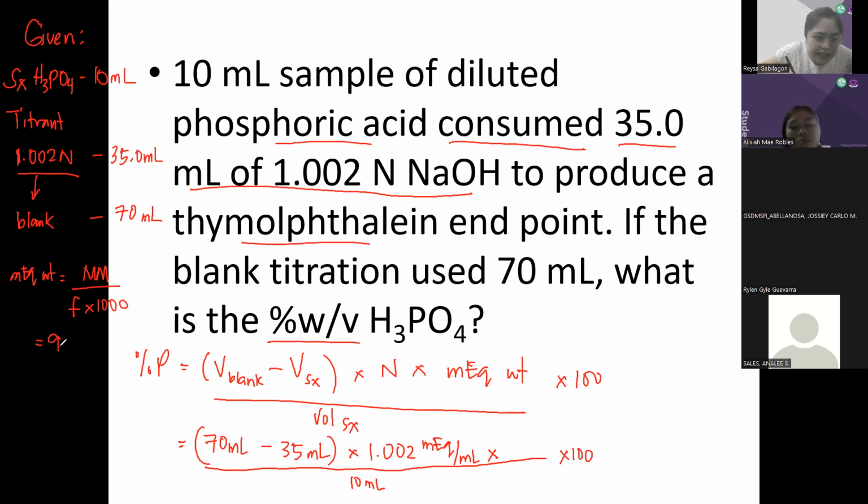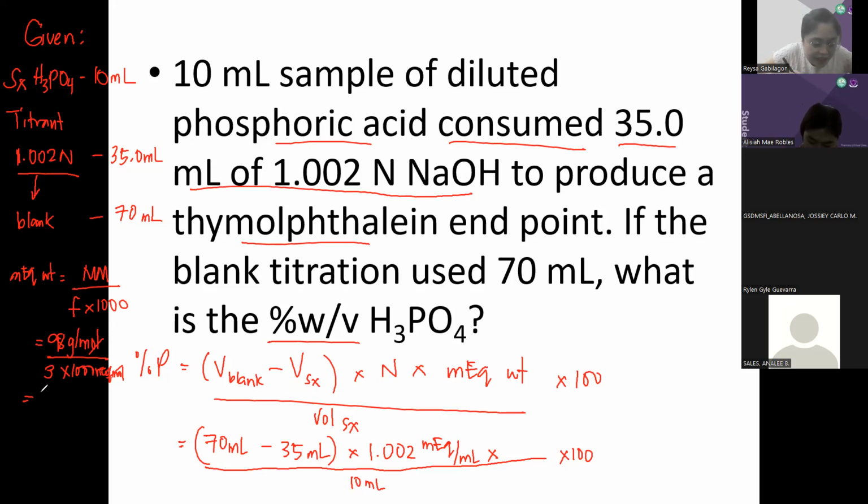And what we will use here is 98 grams per mole over, since this one is an acid, the equivalence factor, or the F, should be the number of replaceable hydrogen. So phosphoric acid has 3 hydrogen, so therefore we have 3 here as the F times 1000. The unit for our equivalence factor, class, is MEQ per mole, so you have to cancel the mole. 98 divided by 3000.